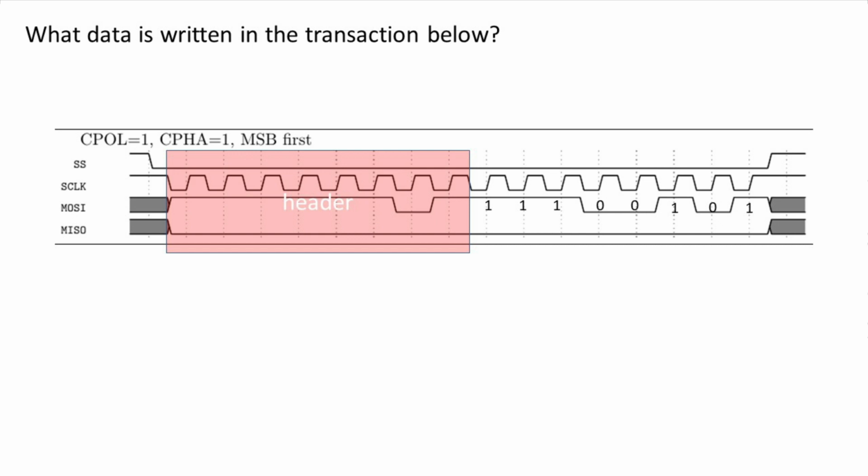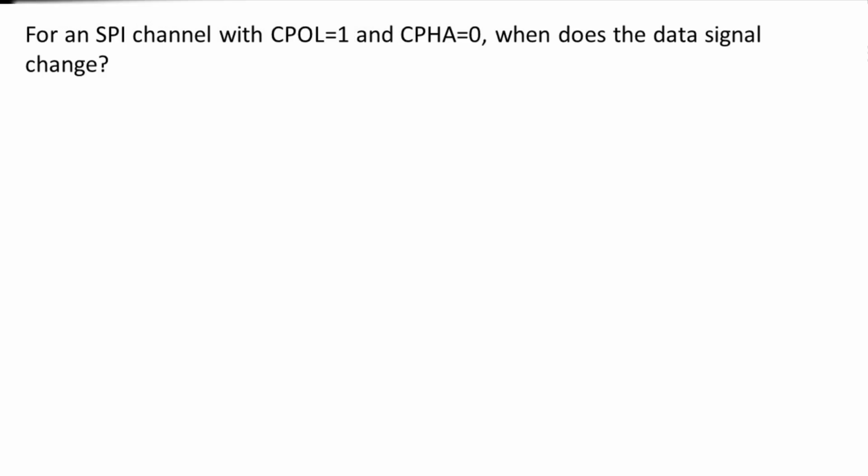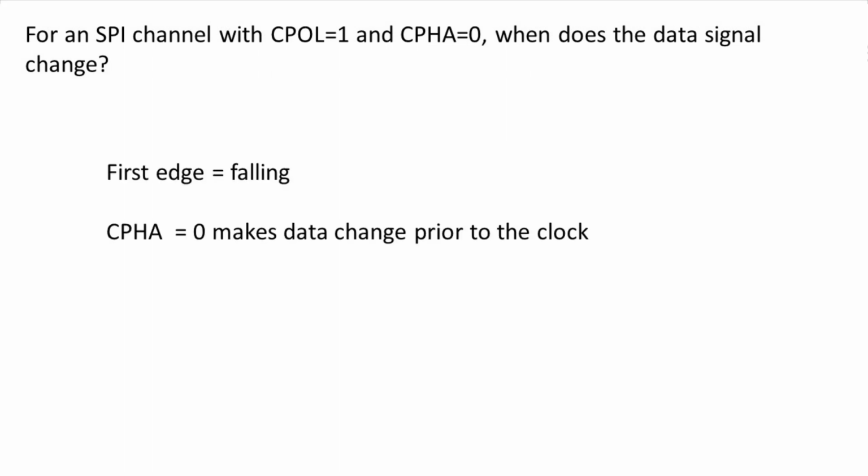So what that means is that if CPHA is 0, which it is in the question, the data is going to change on the opposite edge of the clock as compared to where it's read. And where is it read? Well, it's read starting with the first edge of the clock, and if CPOL is 1, the first edge of the clock is going to be falling. So that means the data should be changing on the rising edge of the clock. So the answer I have here is, makes the data change prior to the clock? Yes, it does. But after that, starting with the second bit, the data will change on the rising edge of the clock.